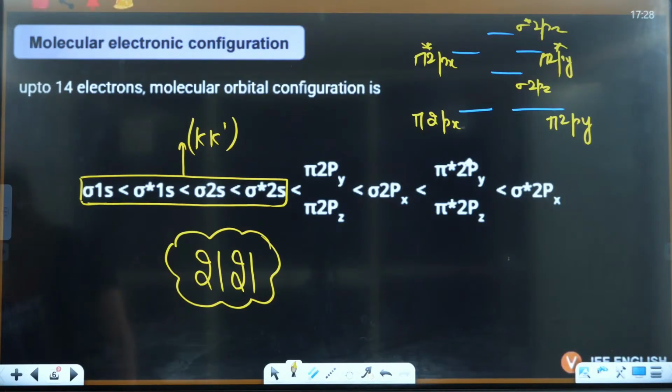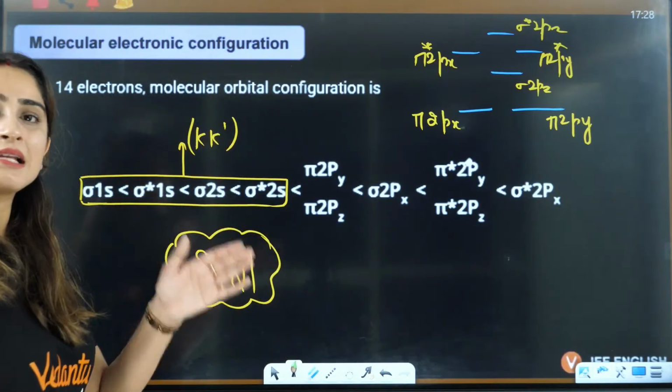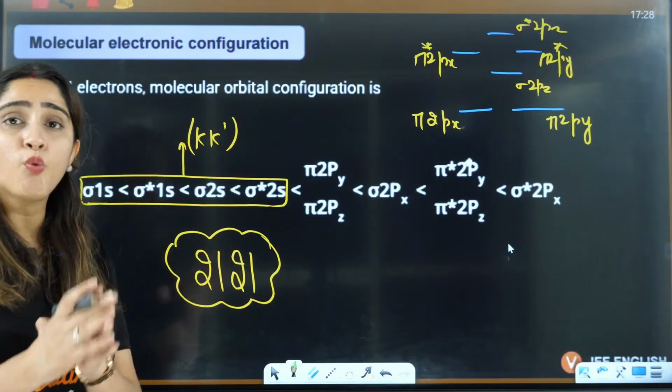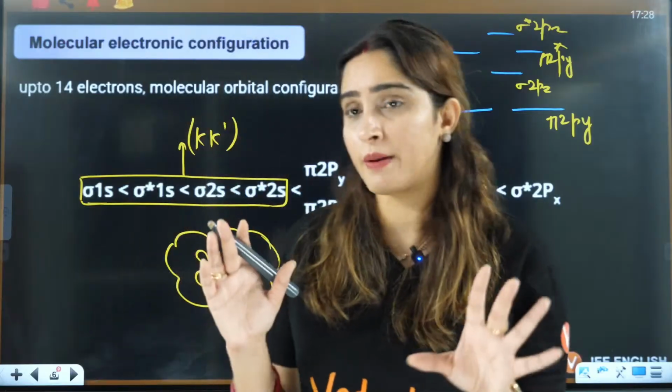tell me, is that clear here or not? We are doing two things here. If it is less than or equal to 14 electrons, it is 2, 1, 2, 1. If it is more than 14 electrons, it will be 1, 2, 2, 1. That's how we are going to remember it.